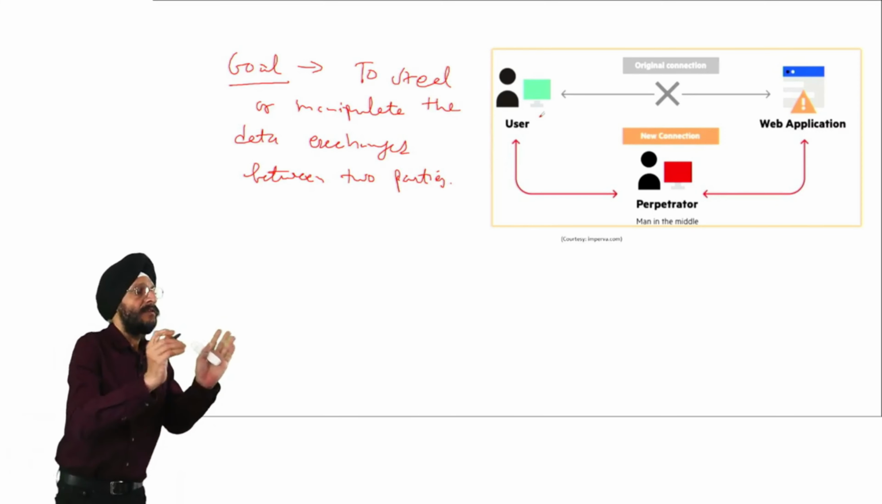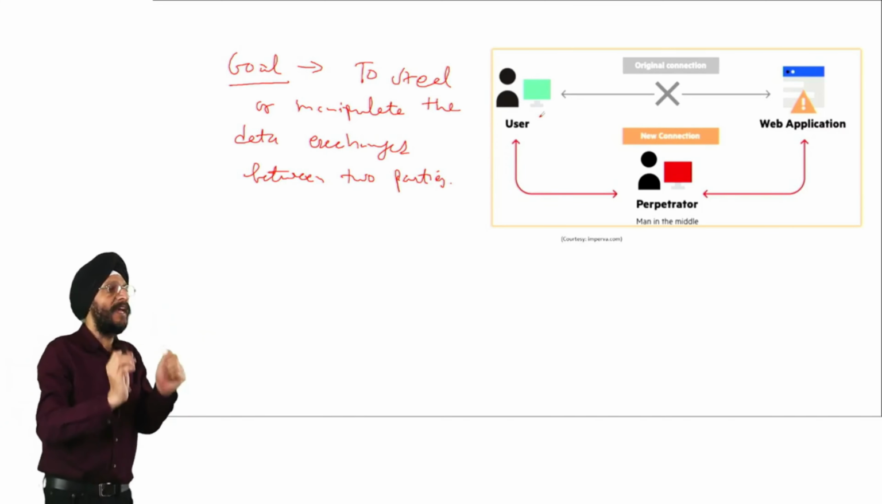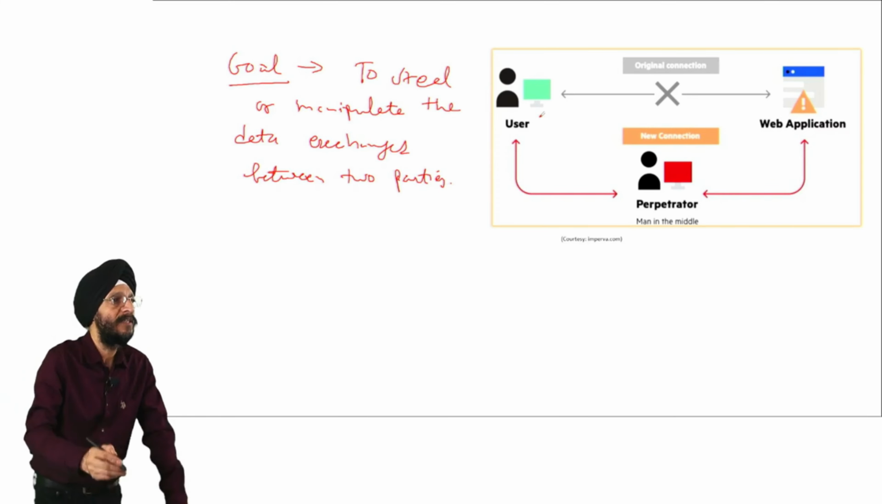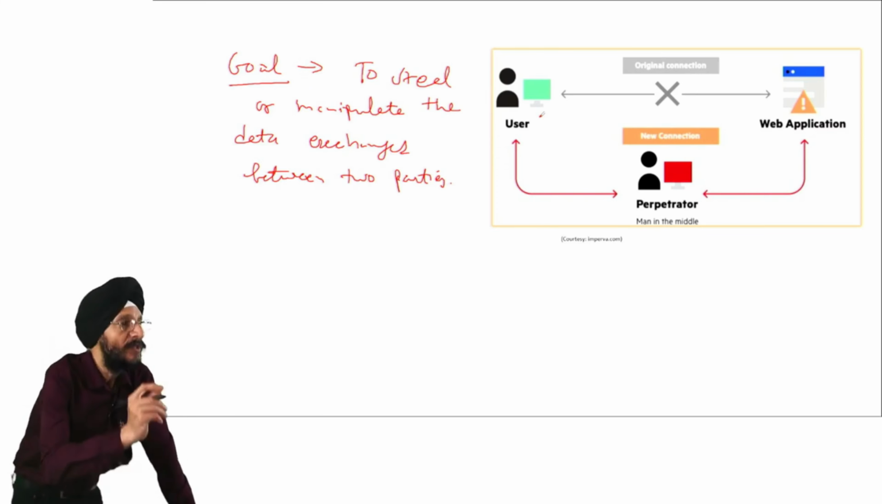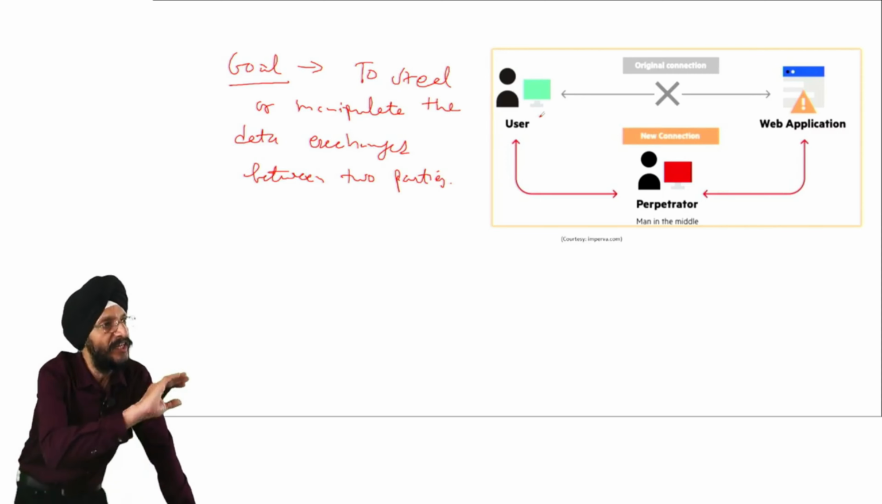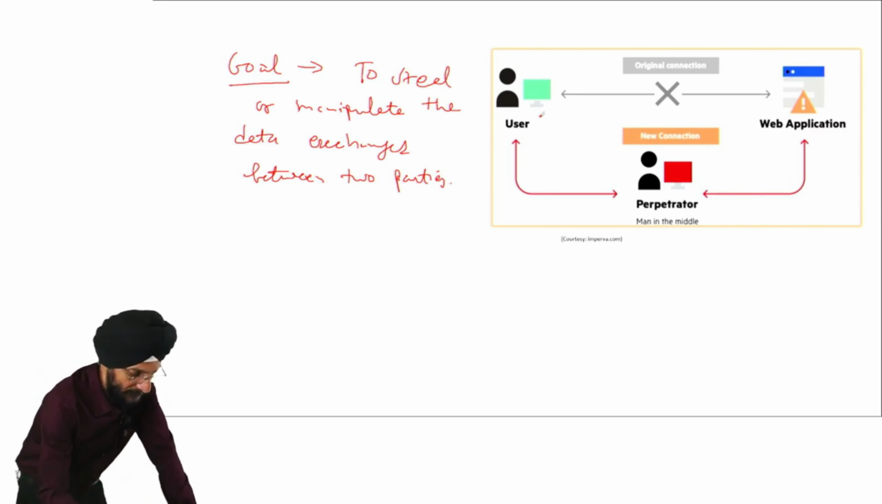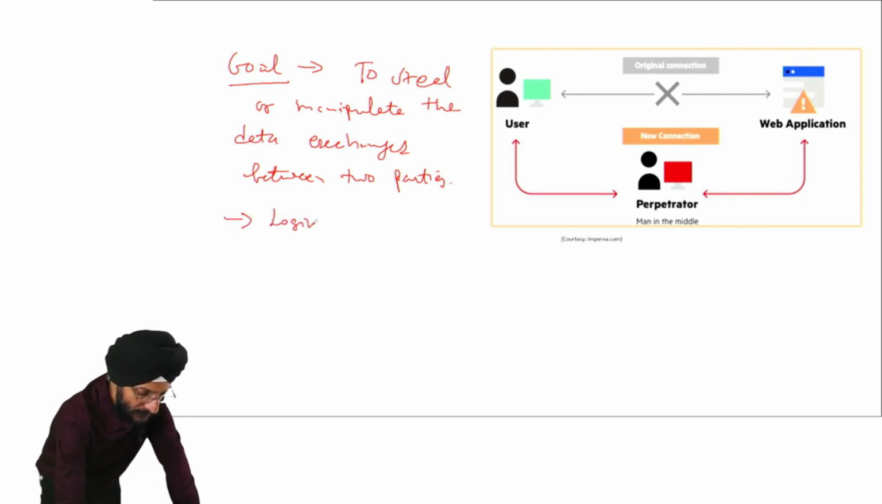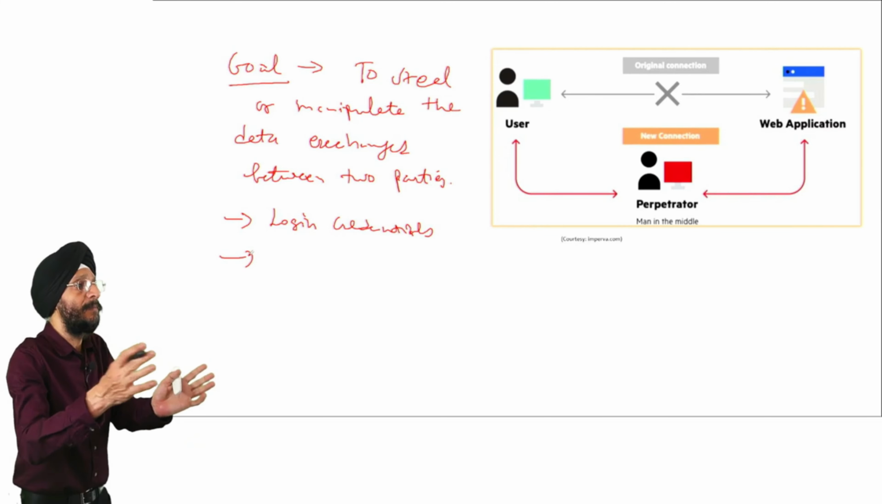and man in the middle or the hacker has placed itself in between the communication between the two parties, and his goal is to steal or manipulate the communication which is taking place between the two parties, so that he can manipulate or steal the data in respect of login credentials. If a person is trying to open the website, his login credentials will stand leaked.